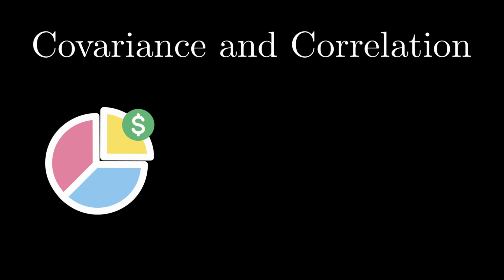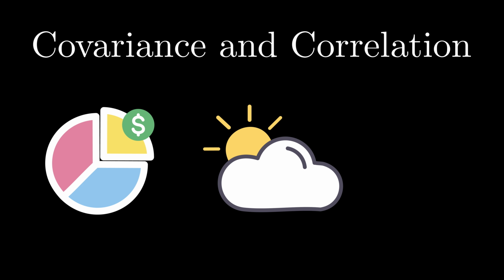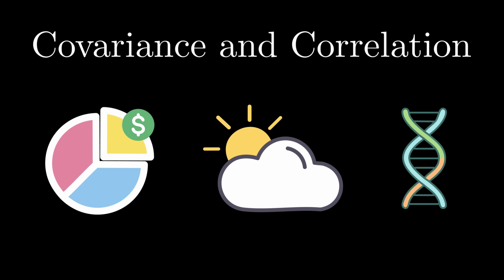In finance, they help investors build better portfolios. In meteorology, they reveal how different climate variables interact. And in biology, they may help show how different traits co-evolve. And so let's build some intuition around covariance and correlation and understand how they shape real-world decisions.